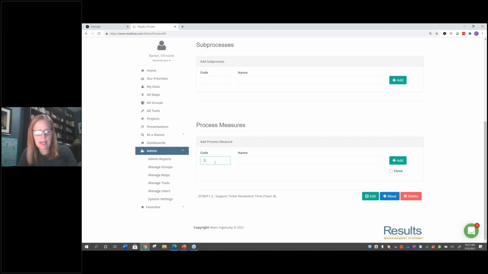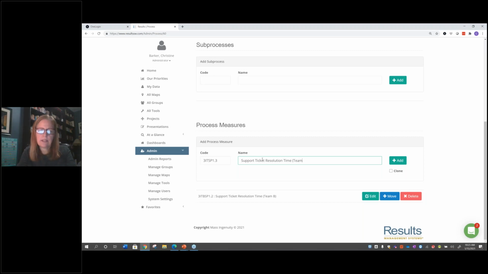So I'm going to go ahead and create my new code. I'm going to do SP1-3. And I'm going to go support, and I'm actually going to name it the same. It's the same exact metric for a new team.